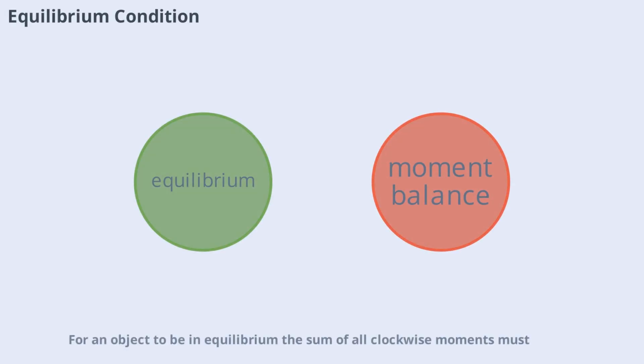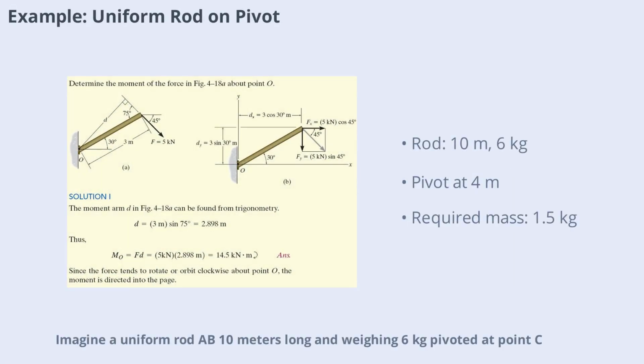For an object to be in equilibrium, the sum of all clockwise moments must equal the sum of all anticlockwise moments. This principle is used extensively in structural analysis and design. By setting up equations based on this condition, you can solve for unknown forces, distances, or weights in a variety of engineering problems.